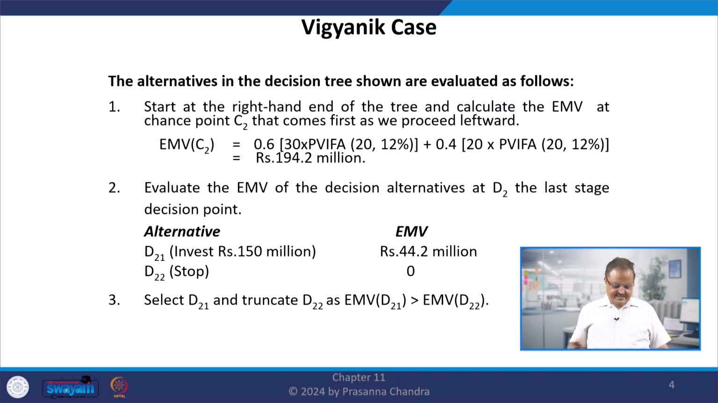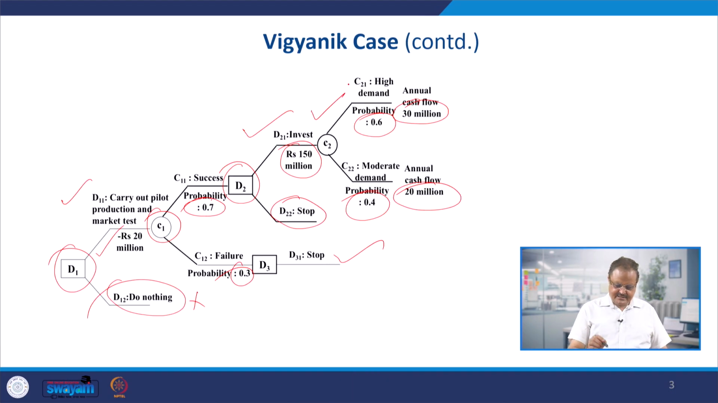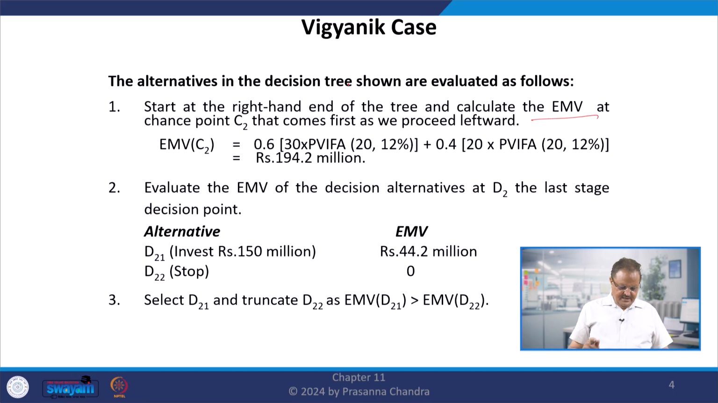So now, as I told you in the conceptual part of the discussion, we will start from the right hand side of the decision tree. Start at the right hand end of the tree and calculate the EMV, that is the expected monetary value, at the chance point C2. The chance point C2 has to be evaluated numerically, and finally we will move leftward in the decision tree.